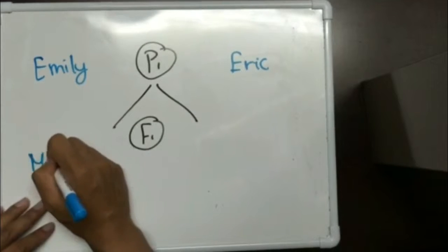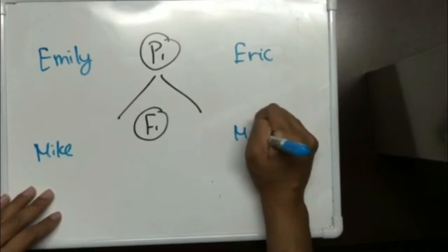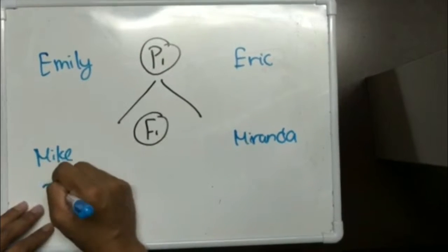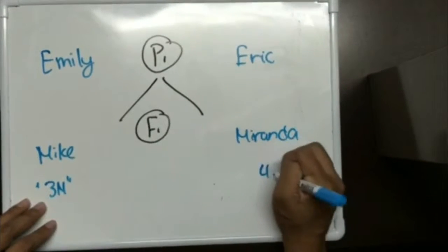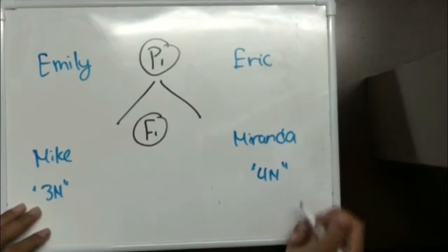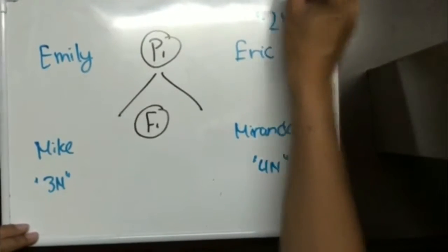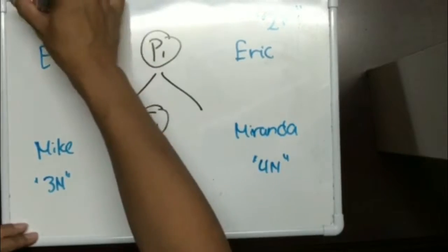Now let's put some more biology into the story before we get into the romance. Both Emily and Eric are the parent generation, and they are 2N creatures or diploids. Mike will be a triploid because he has 3 sets of homologous chromosomes. His sister Miranda will be a tetraploid because she has 4.